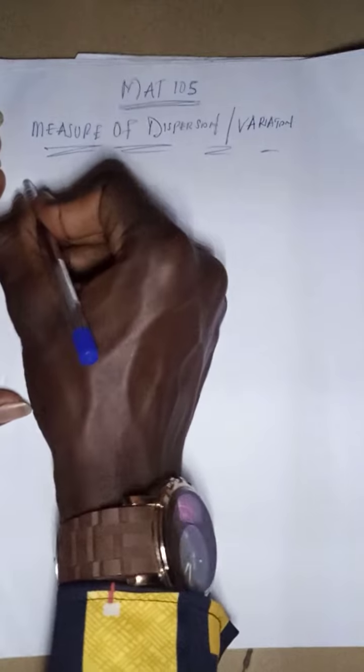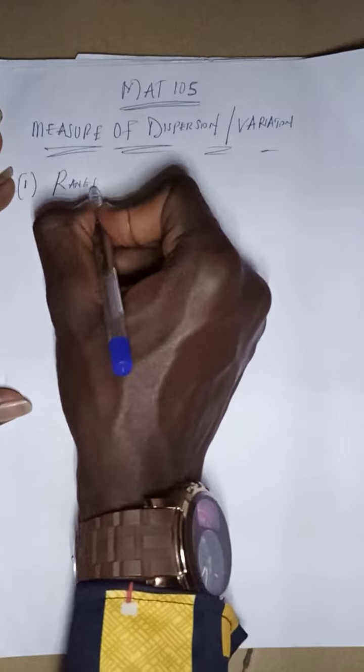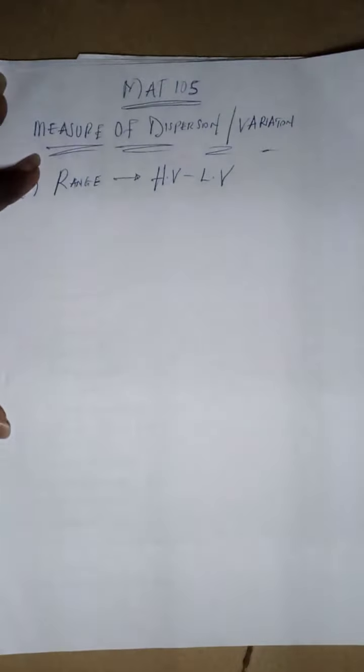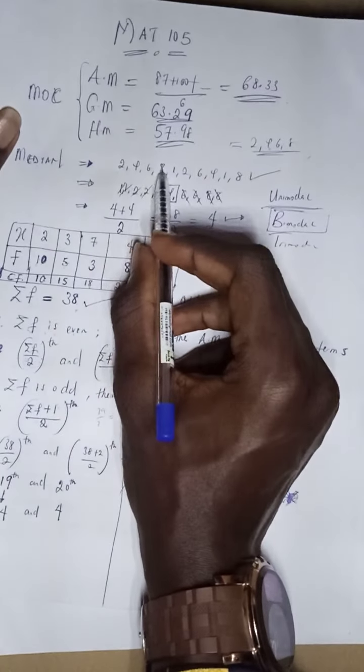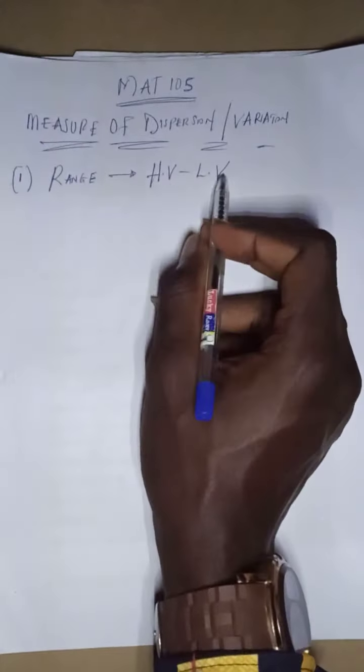Now, under this, remember that I said that under measure of dispersion, that is where we have the range. The range is just equal to the highest value minus the lowest value of the data given to you. If I pick the previous example, let's find the range for this. That's very direct. Just pick the highest value. The highest data is 8 and the lowest data is 1. So 8 minus 1 is 7. Hence the range is 7. Just highest value minus lowest value.